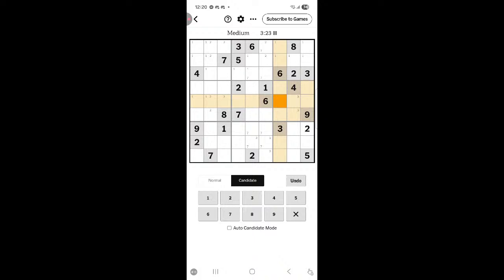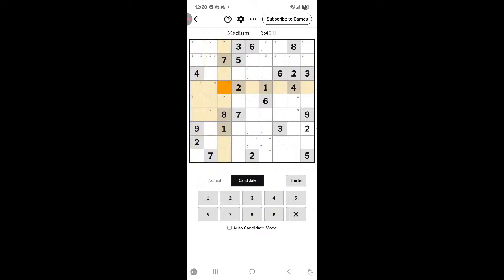Let's just go for each of the 3s. 3, 3. And that's the other thing. You gotta actually still find the candidates yourself, I suppose. So it's weird.